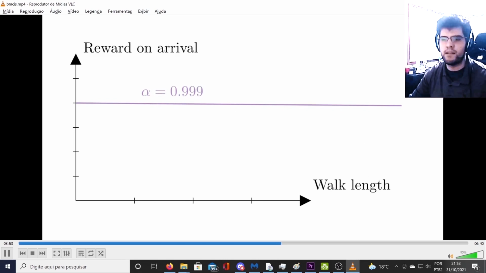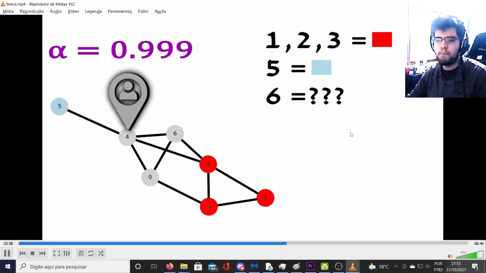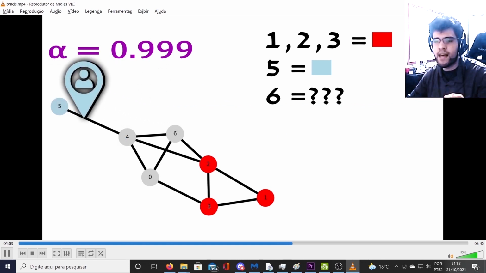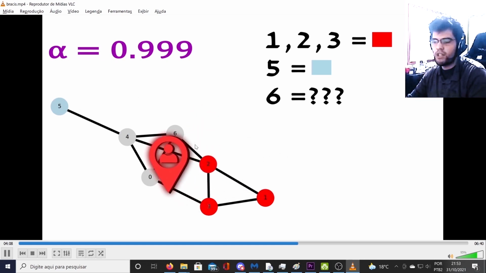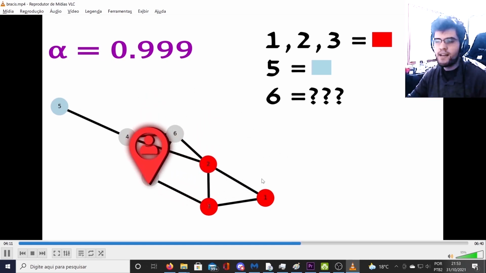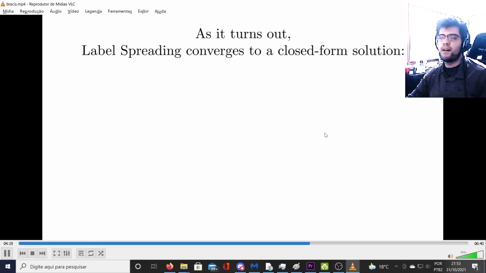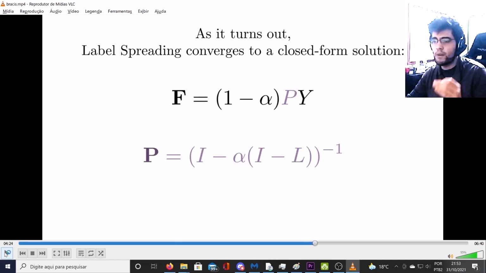So you see what happens is, again, if we go to the random walk, we have used the same path as before. We want to know the classification for this unlabeled vertex 4. What is the class? So it goes here, it's blue for a little while, but then later on it just gets stuck here at the red vertices, and because the reward is still great, then it gets the classification as the red class. So as it turns out, label spreading also converges to a closed form solution. And here's a description of it.